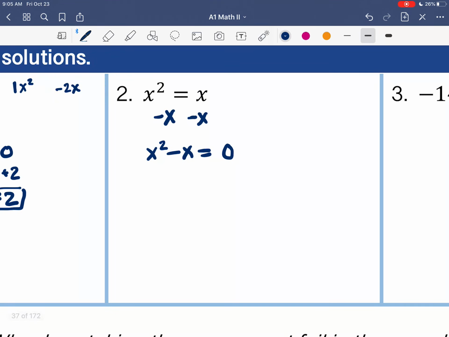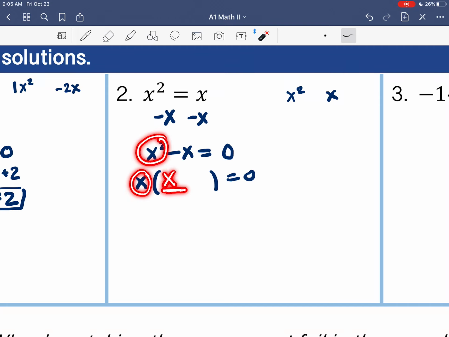Now that they're both on one side and equal to 0, we can look for greatest common factor. The two factors are x squared and x, which hopefully you can tell that the only thing that they have in common is an x, and technically a 1, but that doesn't do anything for us. So we can take out an x, and again, the question should be, what do you have to multiply x by to get x squared? And the answer is x, right? We multiply by x. X times x makes x squared.